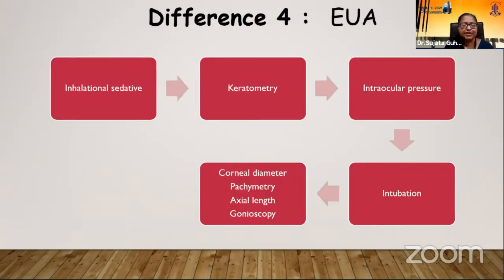Now, another difference from adult cataract, before the surgery, we do the examination under anesthesia, and probably it takes a little more time than it takes to do adult cataract surgery. It starts with the inhalational sedative, followed by keratometry, followed by intraocular pressure. Then the child is intubated, and we go on to measuring the corneal diameter, pachymetry, axial length, gonioscopy. And this is the exact order that we follow for an examination under anesthesia.